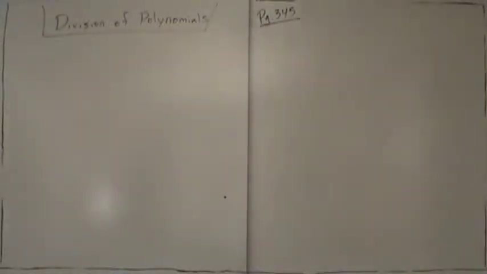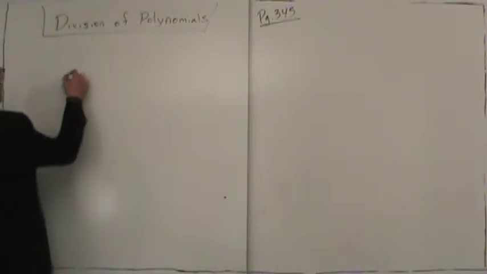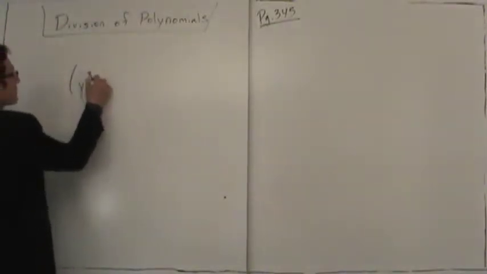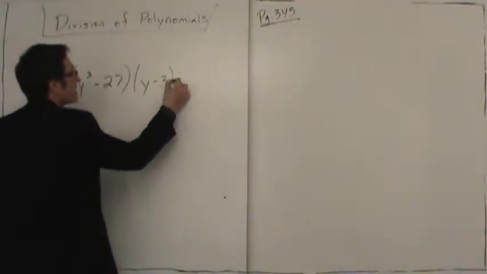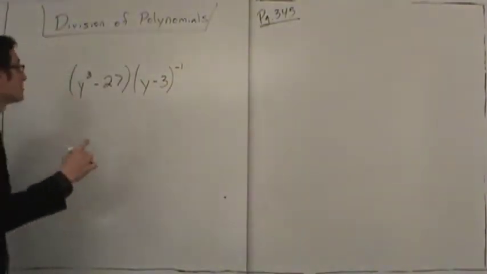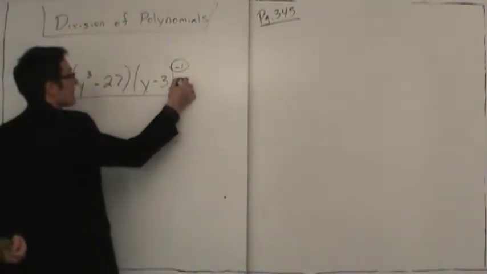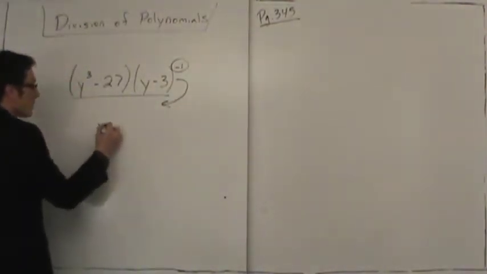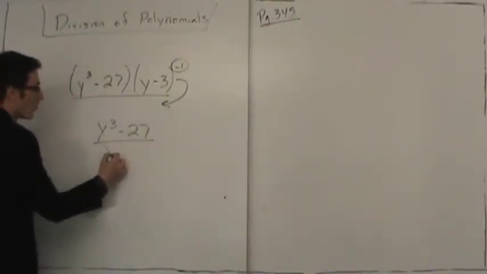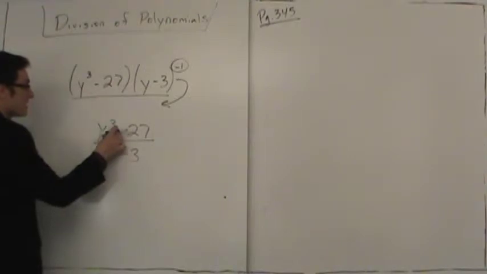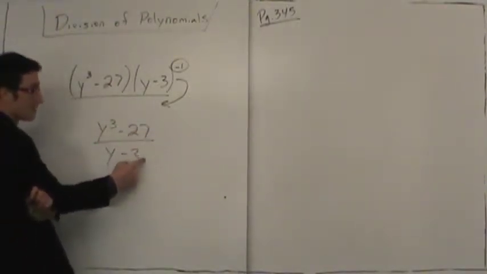Okay, welcome back. This is our second lesson on division of polynomials, and we are going to start with the problem y to the third minus 27 multiplied by y minus 3 to the negative 1 power. And reminding you, negative 1 exponents mean move from numerator to what? Denominator. So we're actually looking at y to the third minus 27 divided by y minus 3. So you guys see here, we have division of a binomial and a binomial.